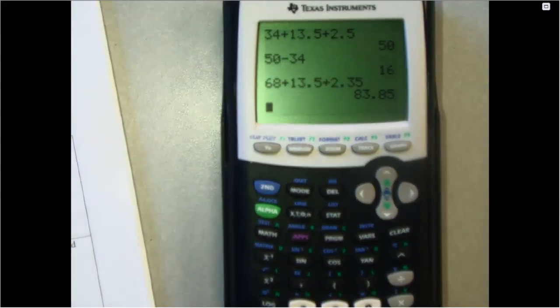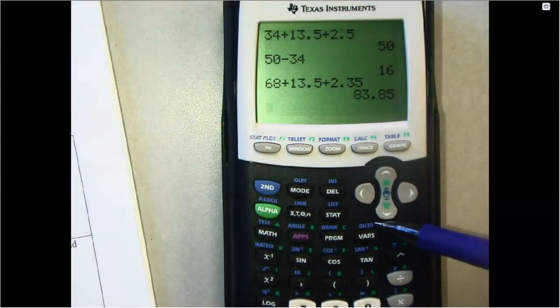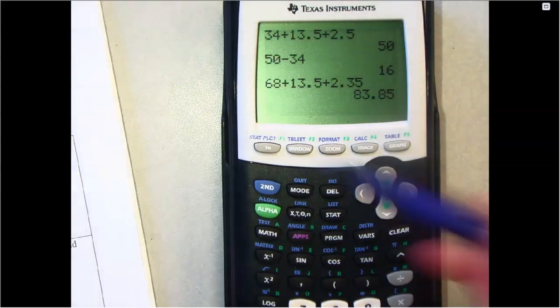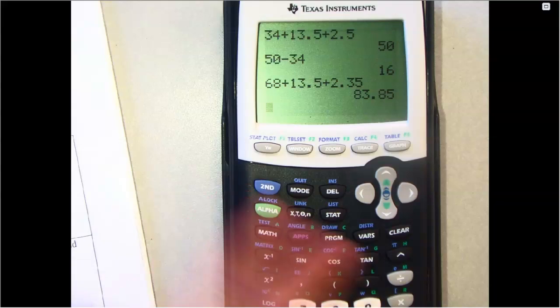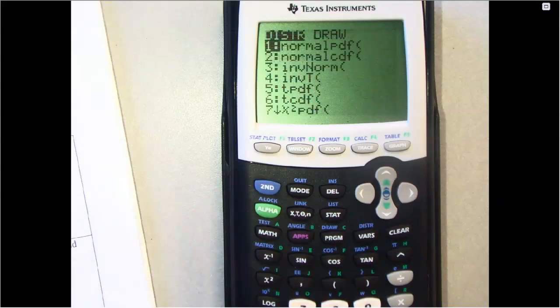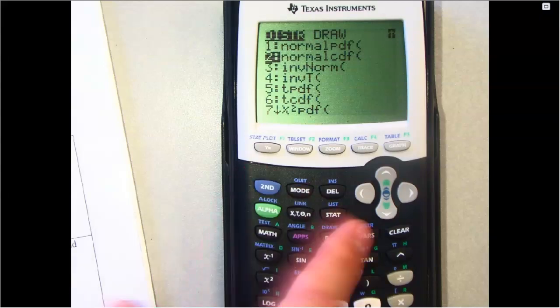So it's in distributions, which is right here. So I can say second distributions, you can say second bars, everyone says that different. But you want to get to that menu, so it's like shift bars. We will not ever use normal PDF, so we're skipping down to normal CDF. Second bars.